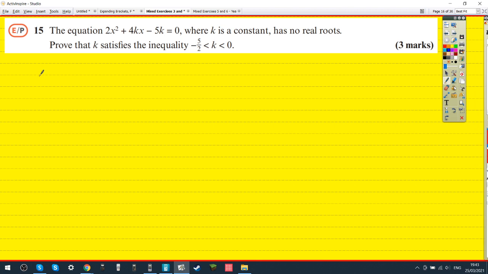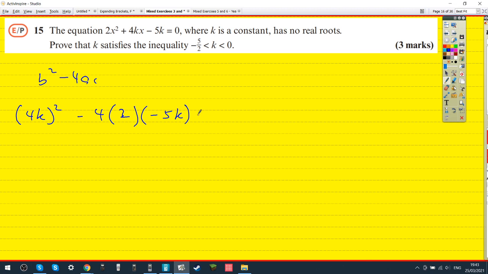So we need to find the discriminant and then we substitute it into b squared minus 4ac. So what will that be? That would be 4 squared minus... Hold on. 4k squared. Well done. 4k squared, and that's very common. Minus 4 times a, which is 2, times c, which is minus 5k.